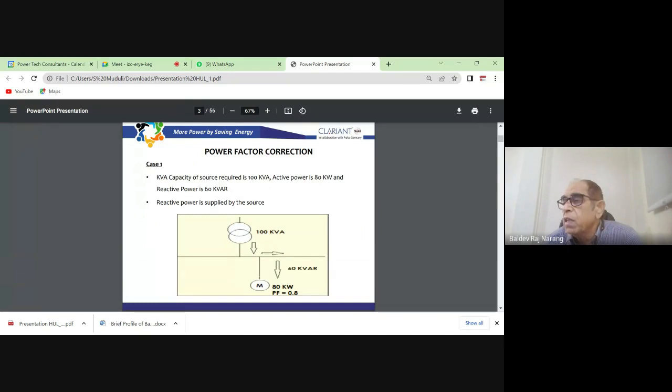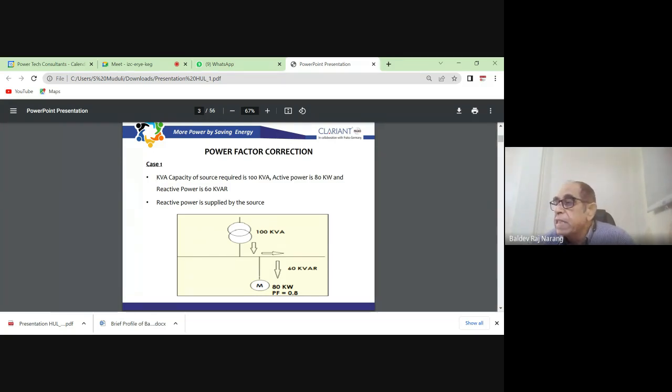So then we start the reactive power. This first slide gives an idea what the reactive power is and how it works in the system. Suppose we have a transformer of 100 kVA and we have a motor of 80 kilowatt connected to it, and the motor power factor, say, is 0.8. So along with 80 kilowatt of active power, it is also drawing 60 kVAr of reactive power from the grid. So our purpose is, the 60 kVAr we are importing from the grid, how we can take care of that.